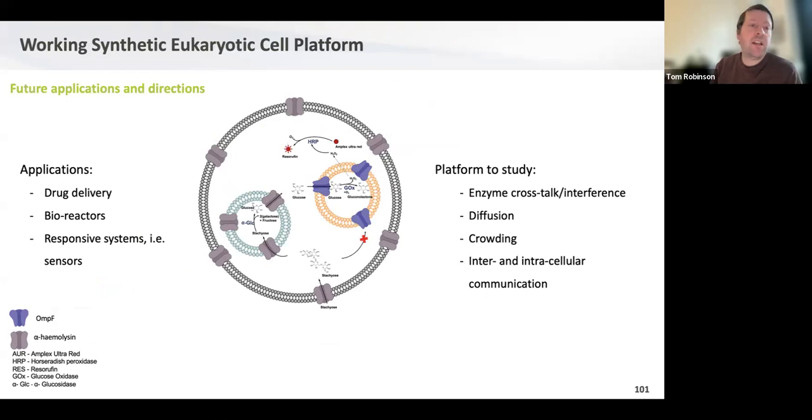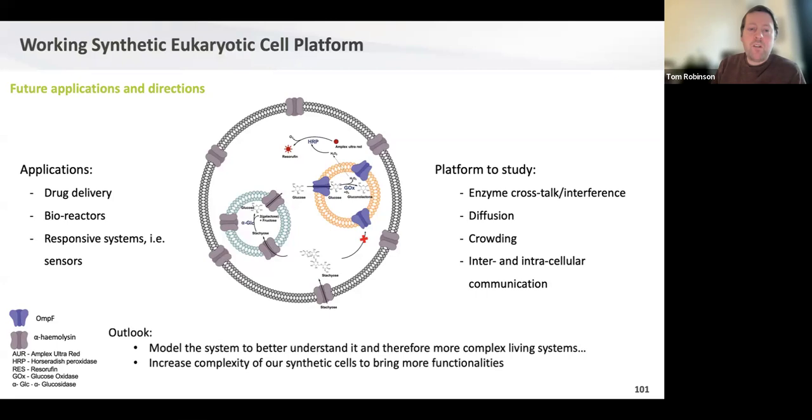So yeah, we have this working synthetic eukaryotic cell system. And in the future, we could start to think about using this for drug delivery or bioreactors, as I mentioned, or even sensors for responsive systems. But we could also use it to study biological things such as enzyme crosstalk and interference, the effect of crowding and diffusion, and also communication as well. So in the end, what we want to do is start modeling this system to better understand why we see what we do. But we also want to increase our complexity to bring about more functionalities.